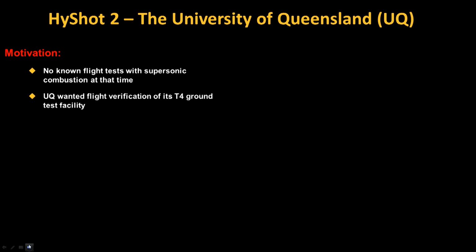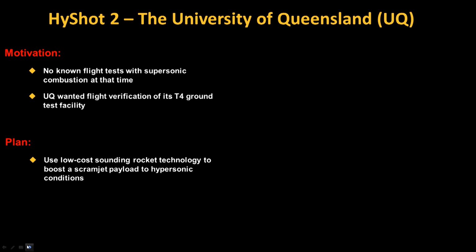Firstly, HyShot 2. The motivations for HyShot 2 were twofold. Firstly, at the time, there had been no known successful scramjet flights that produced supersonic combustion. And secondly, UQ wanted to verify the applicability of results in its T4 ground test facility.